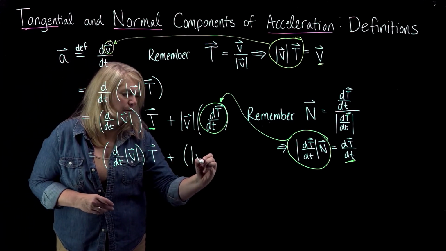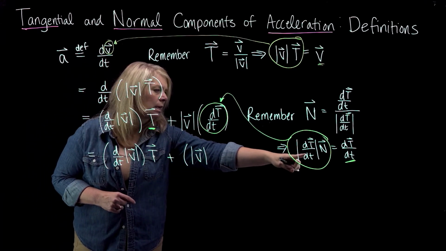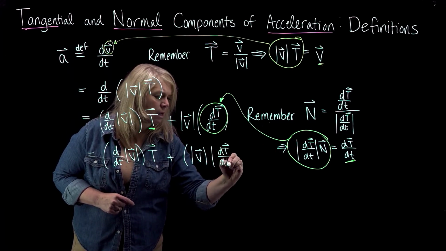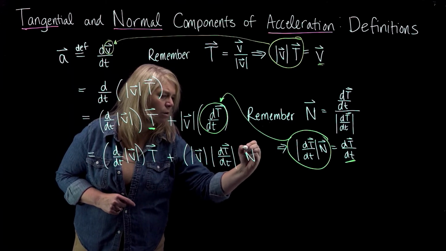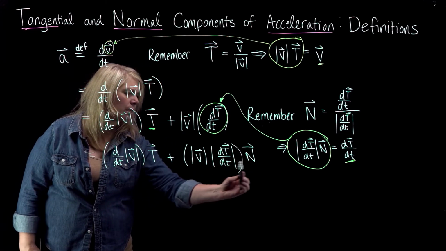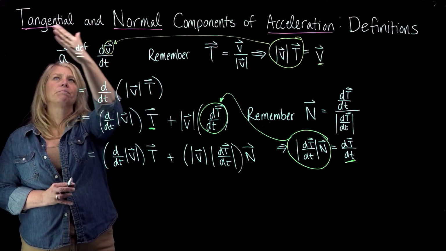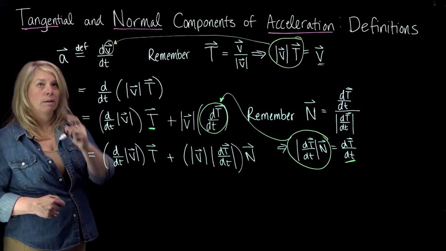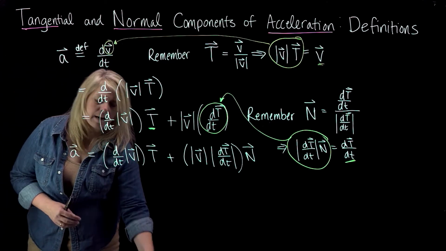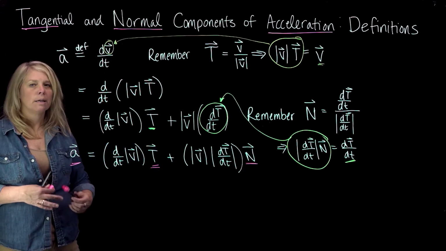I'm going to have the magnitude of the velocity vector from here. And then in place of dT/dt, I'm going to put the magnitude of dT/dt times my unit normal vector, and I'm going to insert a grouping symbol here. These are all multiplied times each other. I put that grouping symbol there to emphasize what we were after, relating that acceleration vector. So all this is the acceleration vector. I've now related the acceleration vector to the unit tangent vector and the unit normal vector, and that's what we were really after.